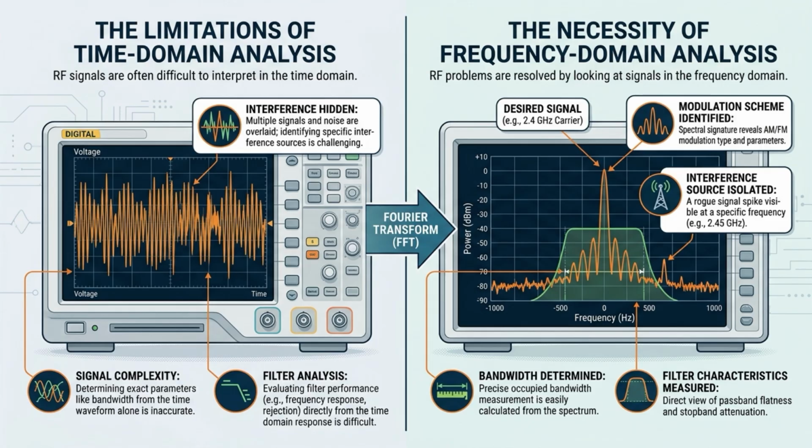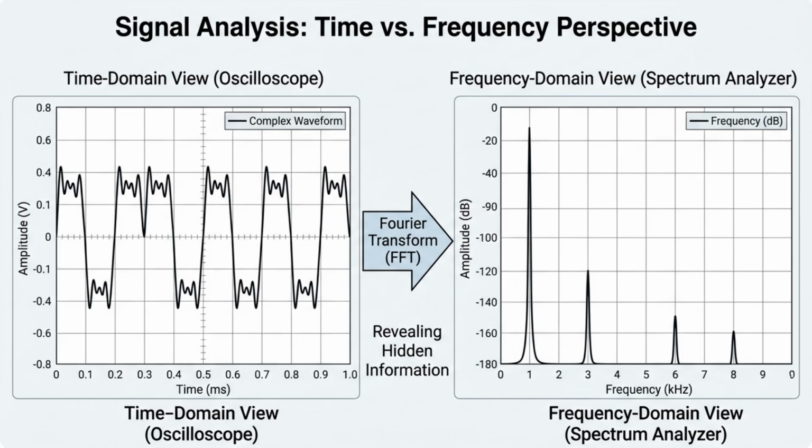For example, determining bandwidth, identifying interference sources, analyzing filters, or understanding modulation schemes often requires knowledge of the signal's frequency content. This creates a challenge. A signal may appear complicated when viewed over time, but become much easier to understand when viewed in terms of its frequencies. Engineers therefore need a second perspective that reveals information hidden from the time domain view.